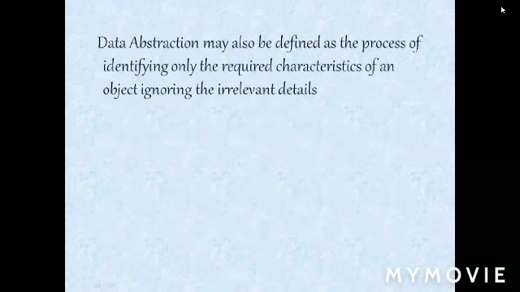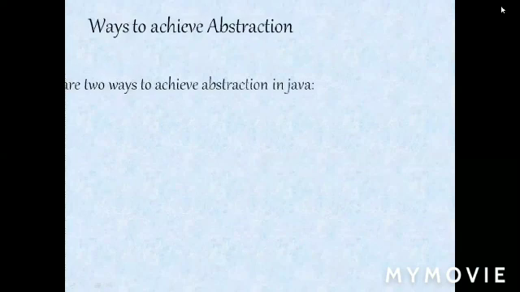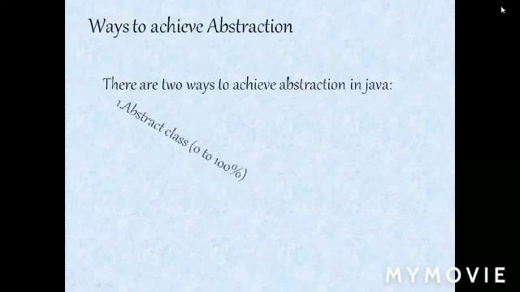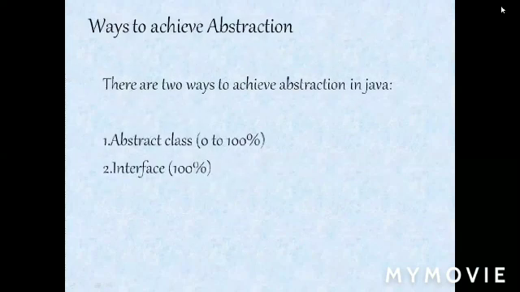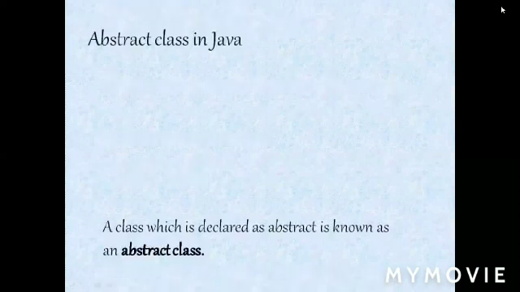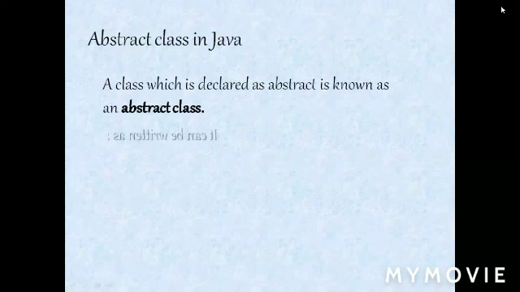Data abstraction may also be defined as a process of identifying only the required characteristics of an object and ignoring the irrelevant details. Now, let us see the ways to achieve abstraction. There are two ways to achieve abstraction, that is, by abstract class and by interface. Abstract class in Java. A class which is declared as abstract is known as an abstract class.